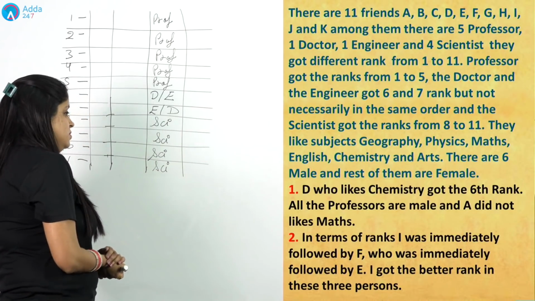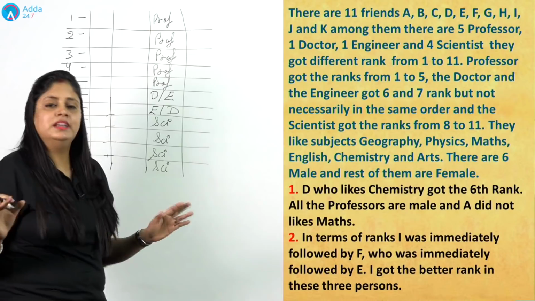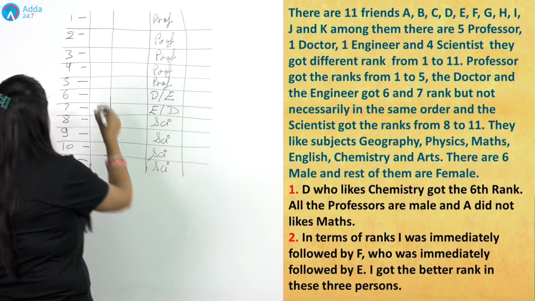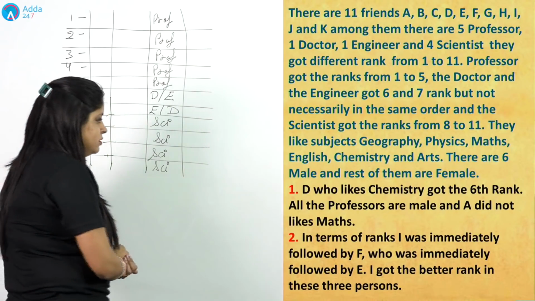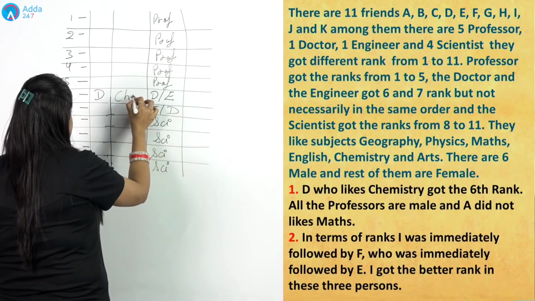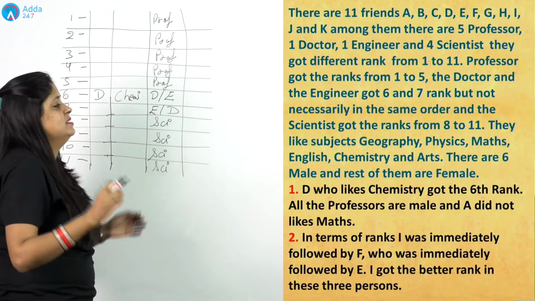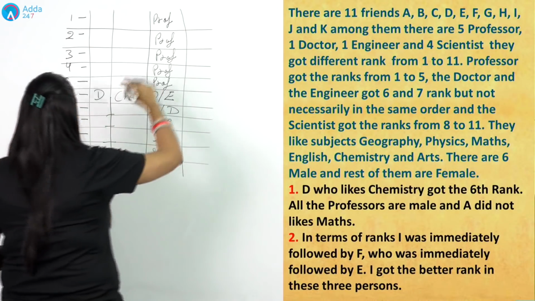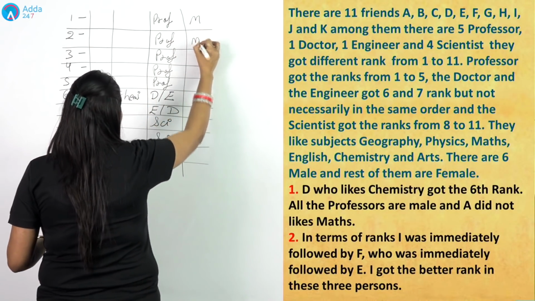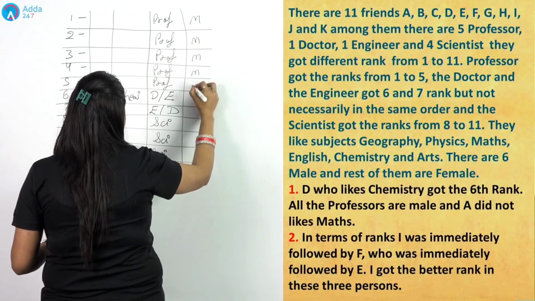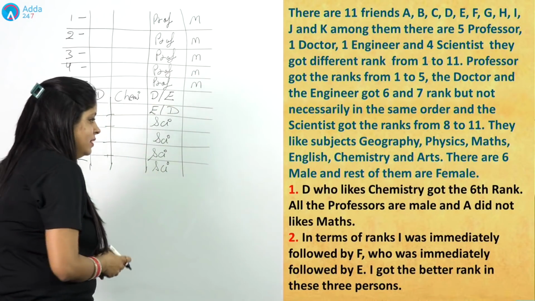D, who likes chemistry, got the 6th rank. We have a clear and direct hint, so definitely I will place it. D, who got the 6th rank, likes chemistry. Fine, I placed it. All the professors are male. Fine, I can place this information also. All the professors are male. Fine, we are done with that.